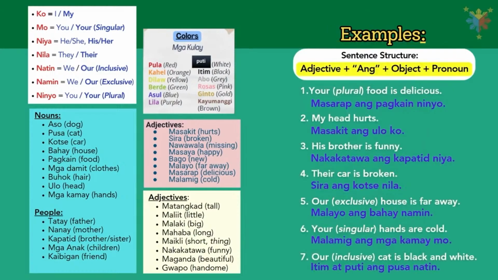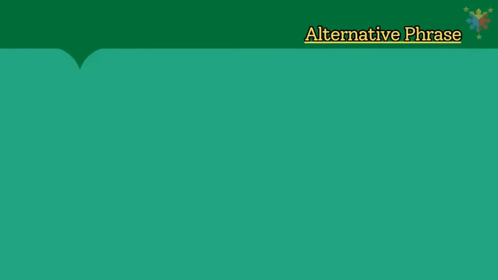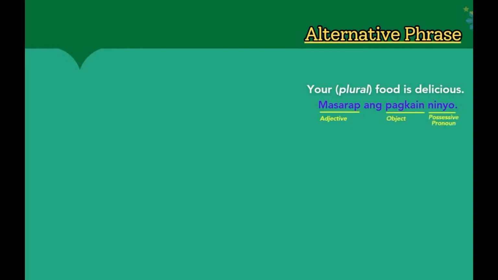All right, so here are the examples we just did, and I want to take a closer look at number 1. Your food is delicious. And you can say it in an alternative way. We just learned, masarap ang pagkain ninyo. Adjective comes first, then it's the object, then it's the possessive pronoun. That's the sentence structure we just learned. However, you could switch it up and say, ang pagkain ninyo ay masarap. That also means your food is delicious.